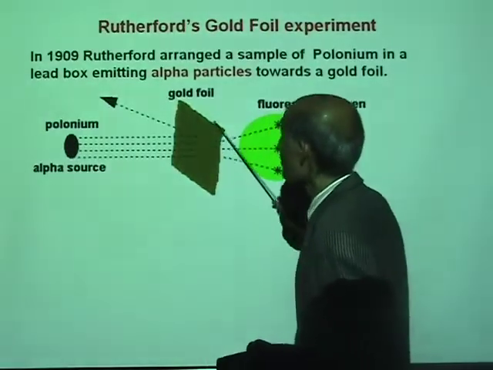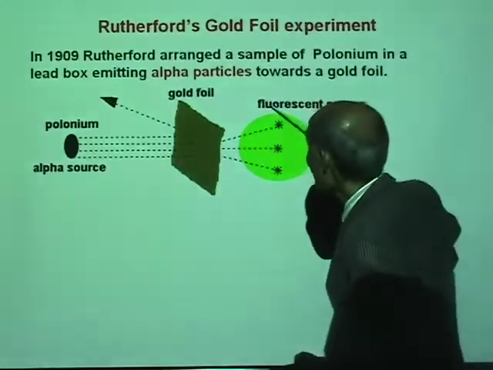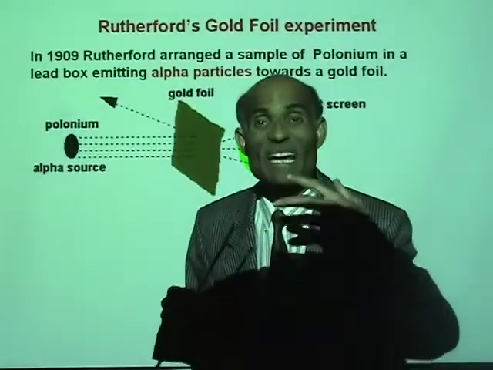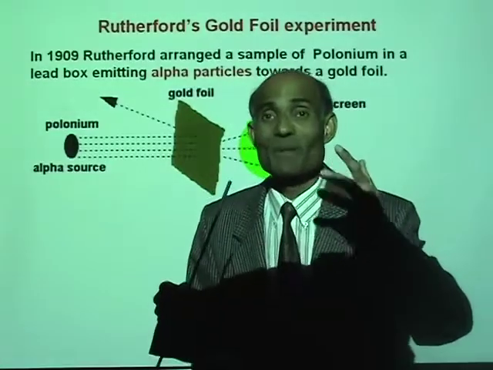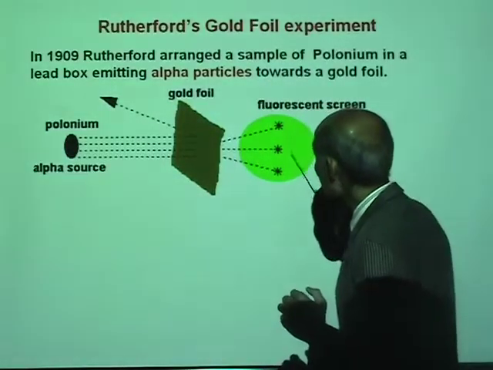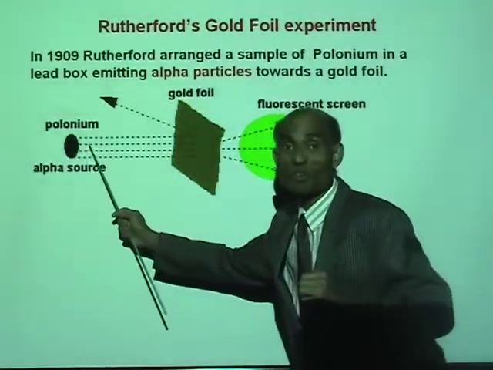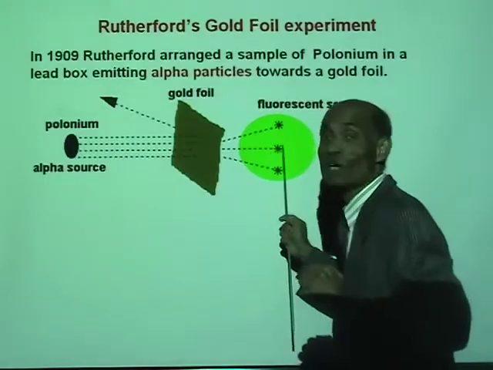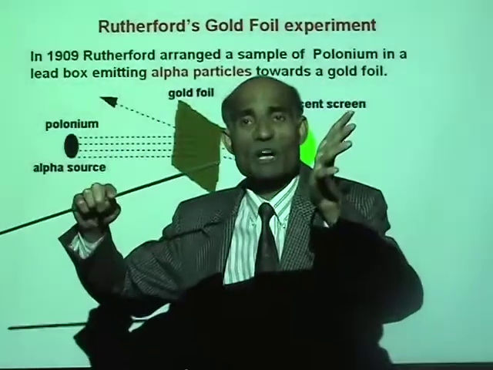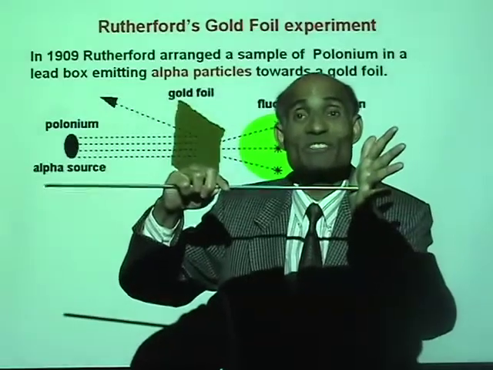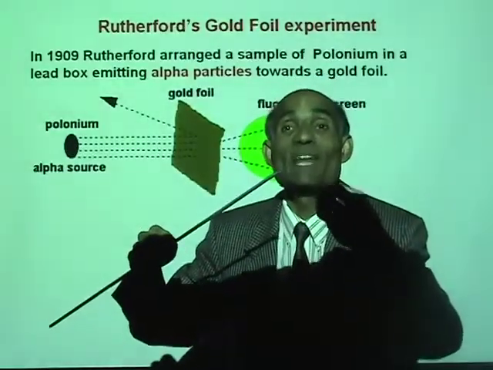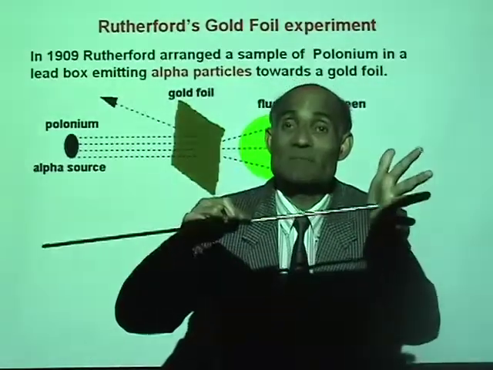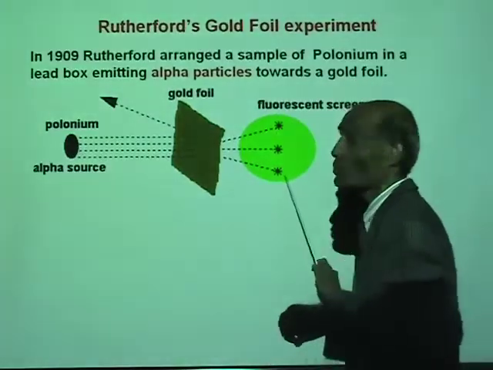And this is the gold foil, and he kept a screen. You know, a screen, I told you about zinc sulfide, a fluorescent material. Now here, if you keep that fluorescent material here, any alpha particles that hit the gold, if it escapes the gold foil, you can detect it. Anytime an alpha particle falls on a fluorescent screen, it will produce a light, a flash. So when you see a flash, you know an alpha particle has hit it. So this is called the detector, the screen.